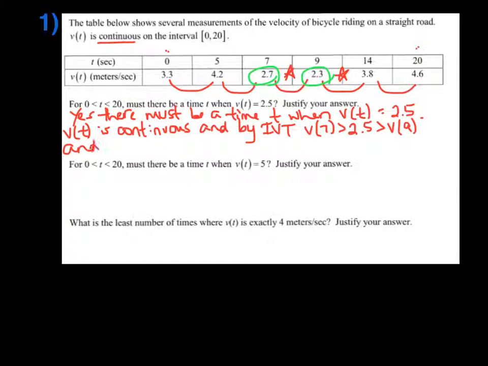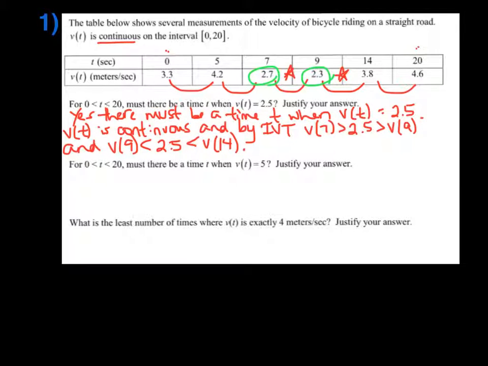Now we're going to start with v of 9. This time 2.3 is less than 2.5, which is less than v of 14, which of course is 3.8. And that's it. We have answered the question. We've stated how we know, because the function is continuous, and there's the intermediate value theorem. And we've given an interval in which a velocity of 2.5 would safely fall between.